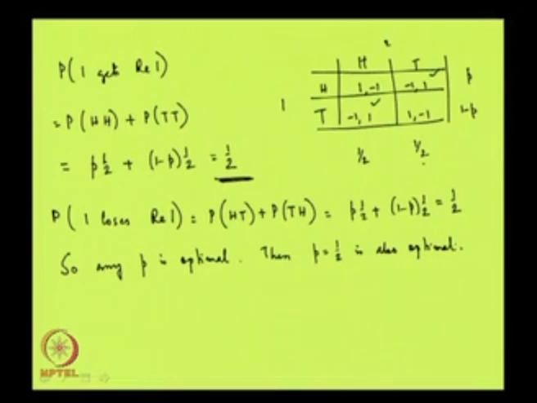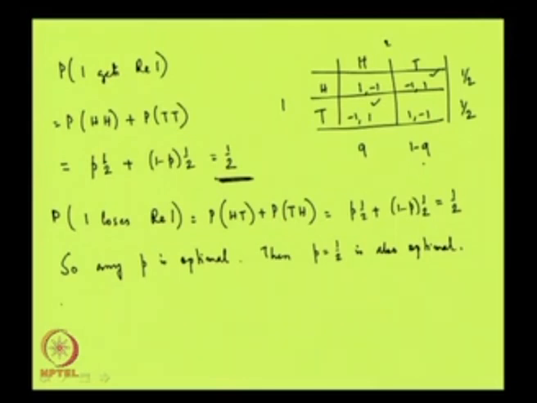Now, this was from the point of view of player 1. The similar logic can also be applied for player 2. Here we are going to look at the game from player 2's point of view. So, to do that, let us suppose that player 1 attaches half and half probabilities to H and T, and player 2 attaches Q and 1 minus Q to H and T.